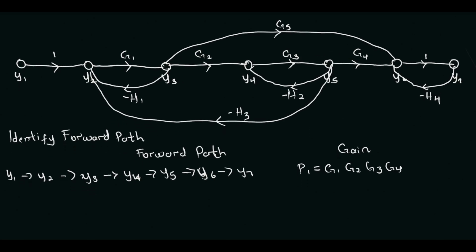The next forward path is y1 to y2 to y3, then y6 to y7. So you have y1 to y2 to y3 to y6 to y7. So for path 2, the gain will now be g1, g5.